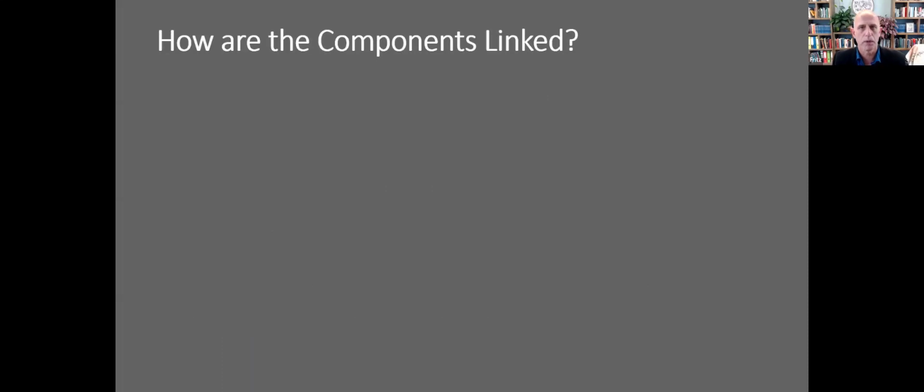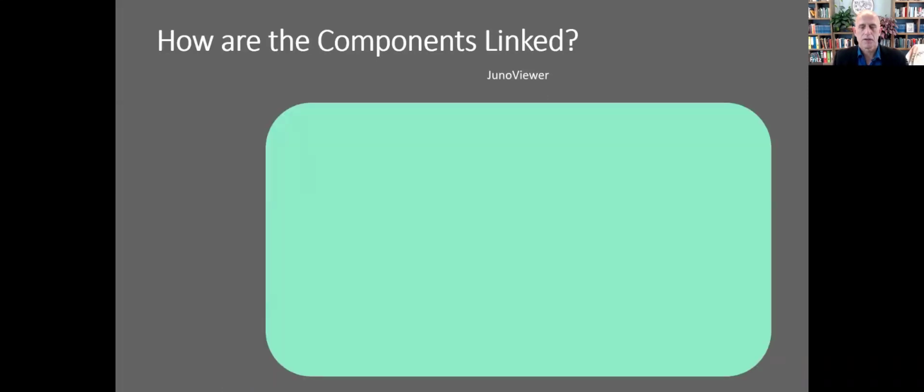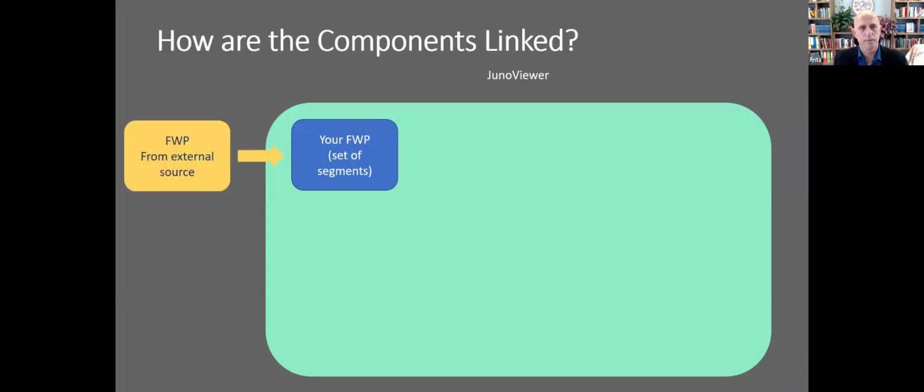So how are these components linked to each other? This is JunoViewer, the web application. And this is the starting point, which is your versioned ForwardWorks program, basically a set of modeling segments representing your network. Now, this ForwardWorks program can come from an external source when you import it in JunoViewer. If you have done, for example, modeling in some other software and you've already got treatments, then you're just going to import it and it will sit there in your JunoViewer database.